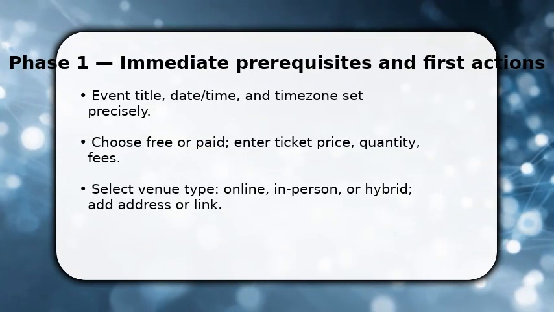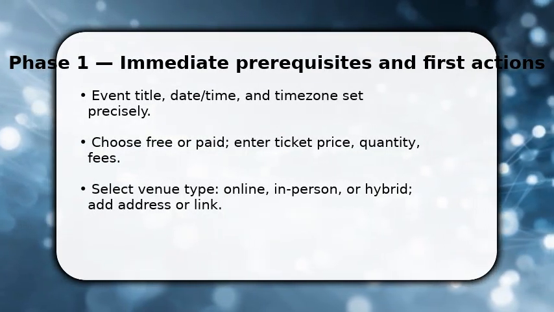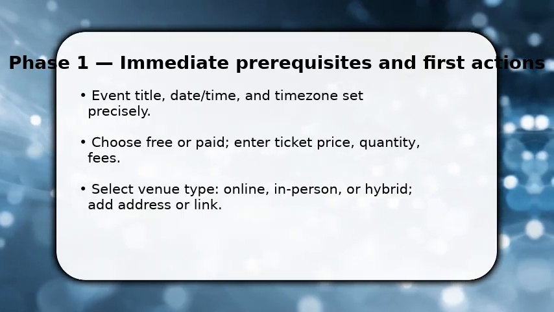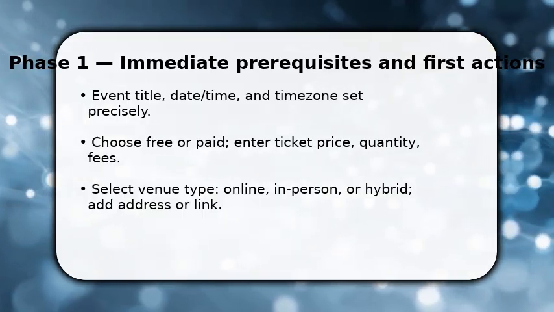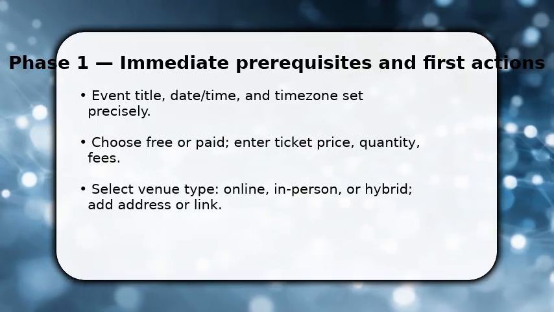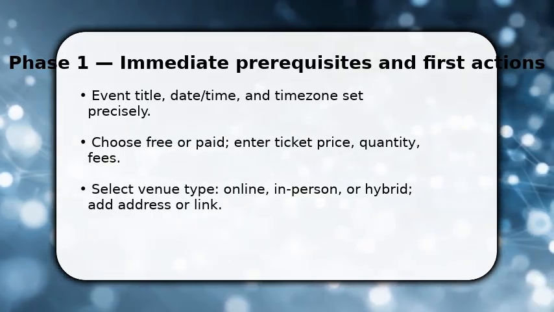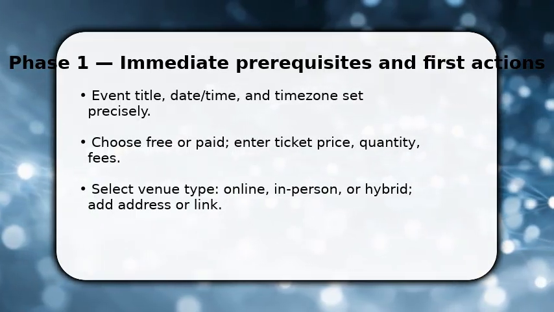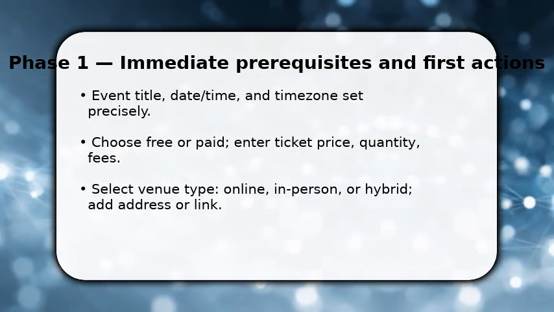You start by entering the fundamentals: title, date, time, and time zone so your audience sees the right schedule. Next, decide ticketing, free versus paid, and set price, quantity, and any limits. This determines checkout flow. Choose venue type. Online requires a stream link, in-person needs an address and capacity. Once done, save as draft.